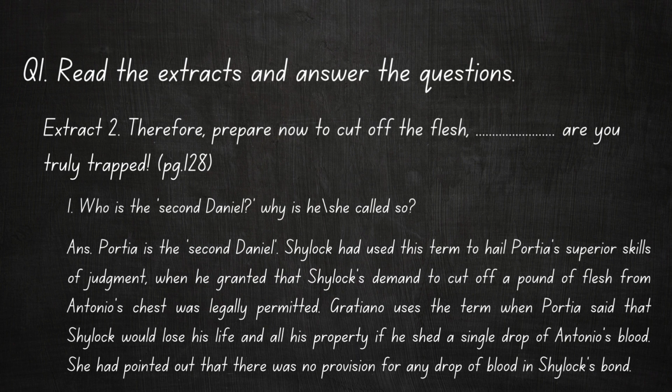Shylock had used this term to hail Portia's superior skills of judgment, when she granted that Shylock's demand to cut off a pound of flesh from Antonio's chest was legally permitted. Gratiano uses the term when Portia said that Shylock would lose his life and all his property if he shed a single drop of Antonio's blood. She had pointed out that there was no provision for any drop of blood in Shylock's bond.